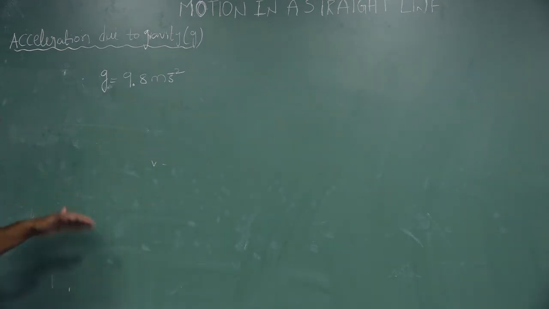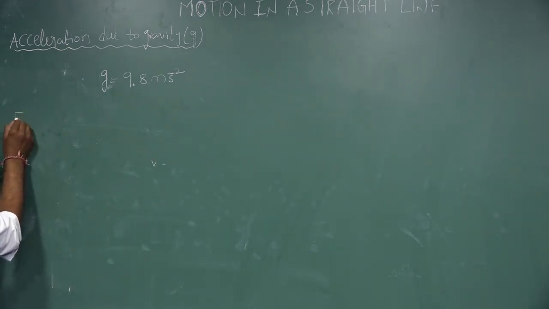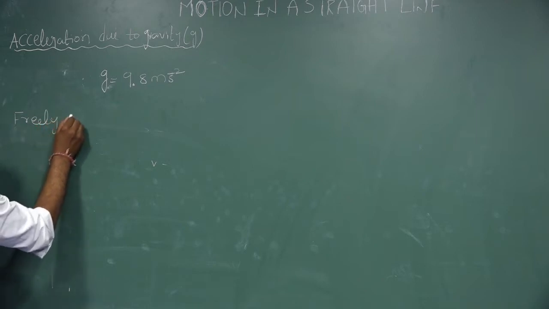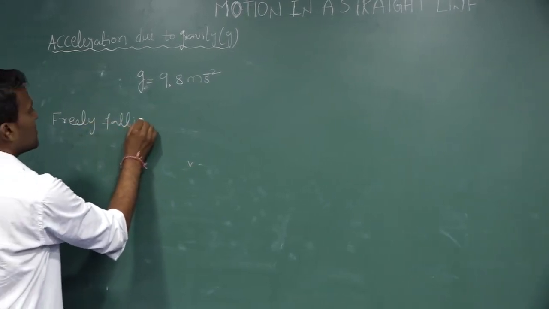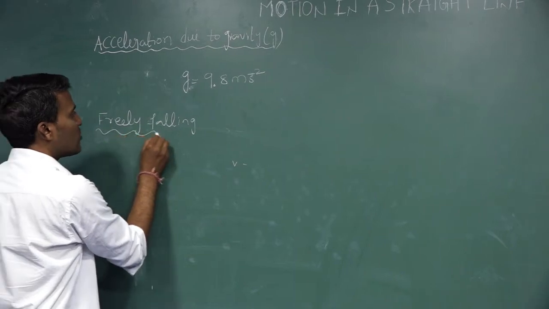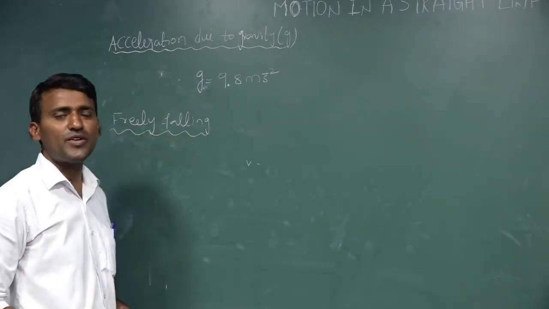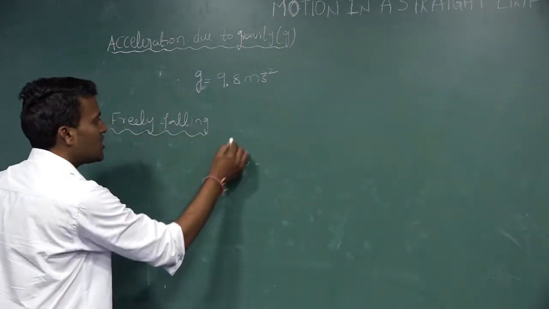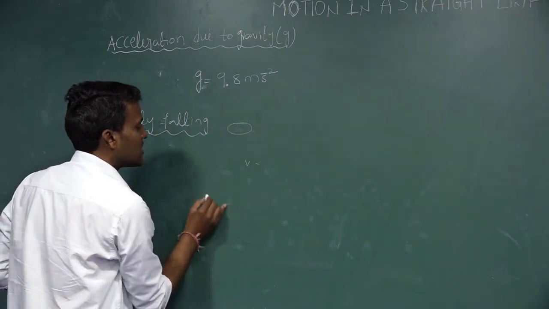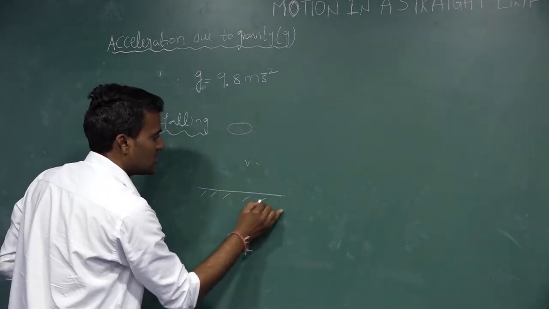Now, under gravity, if you take the freely falling body situation, when the object is freely falling, see here, this is one object and this is the ground.